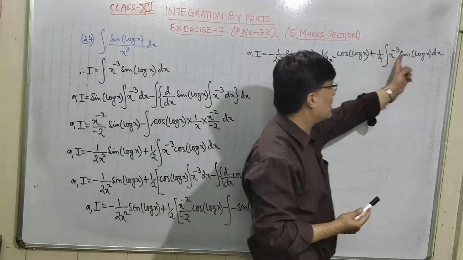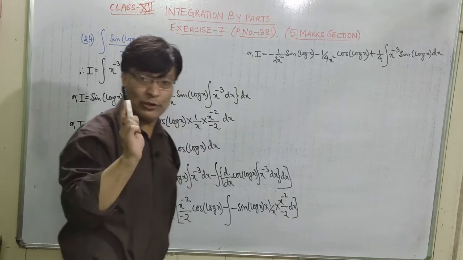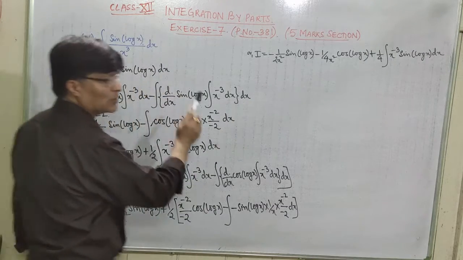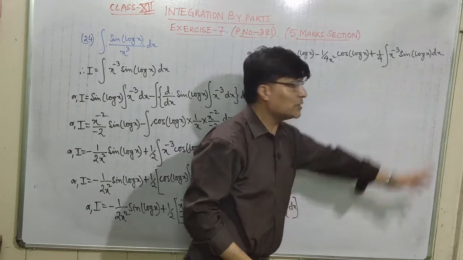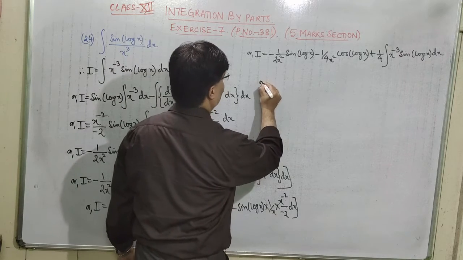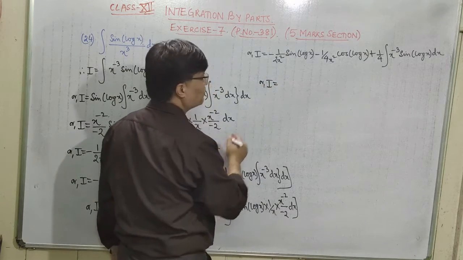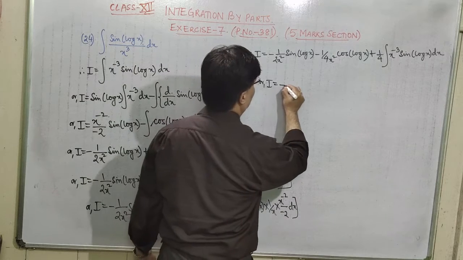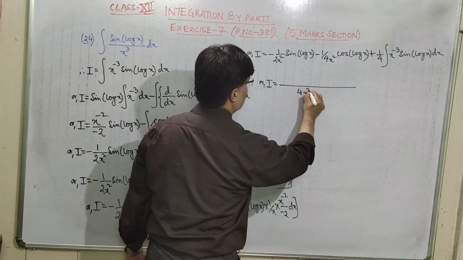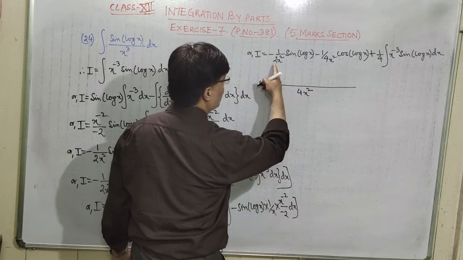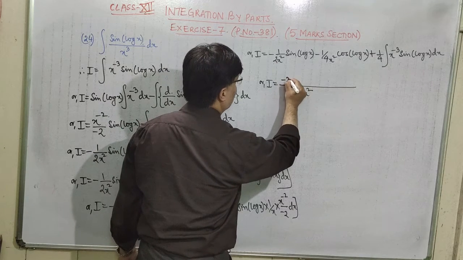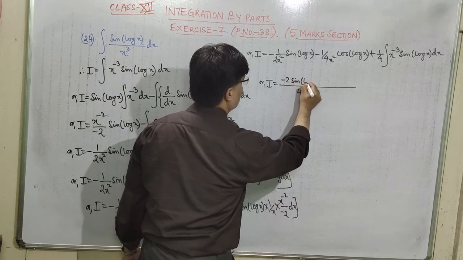Again, will you integrate it by parts? No, don't use integration by parts now. So instead of that integration, you can write I, because what is the integration of x to the power minus 3 sine of log x dx? It is I. So here you can write I there. Or I is equal to, now here you can take the LCM. What's the LCM here? 2x square, 4x square. So here 4x square is the LCM. So in the numerator we have 4x square divided by 2x square, so it is 2, right? Minus 2 sine of log x.